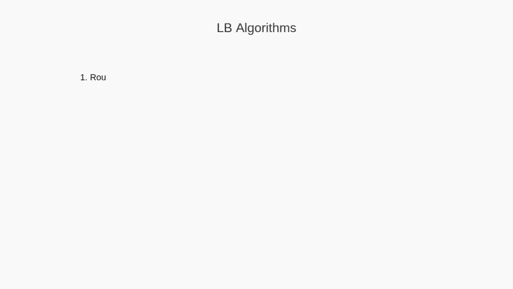How does the load balancer choose where to send the traffic? It uses specific algorithms. The simplest is round robin. It works exactly like a deck of cards. The first request goes to server A, the second to server B, the third to server C, and then it loops back. But what if server A is much more powerful than server C?